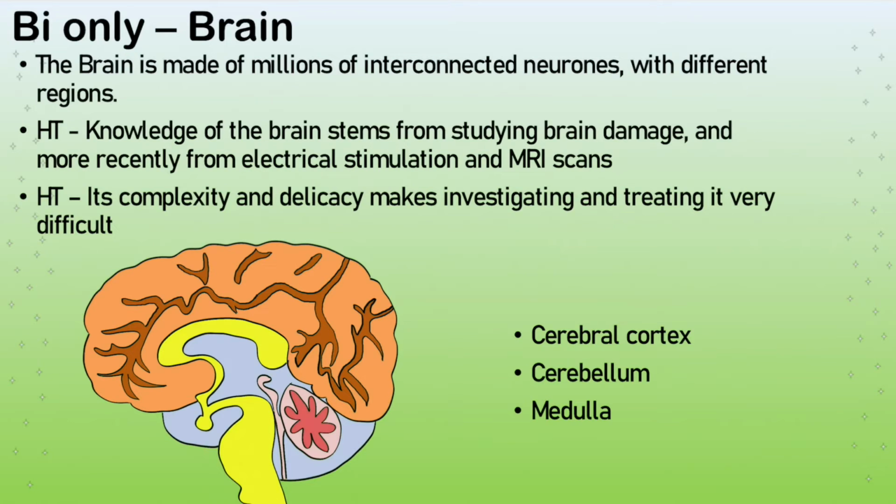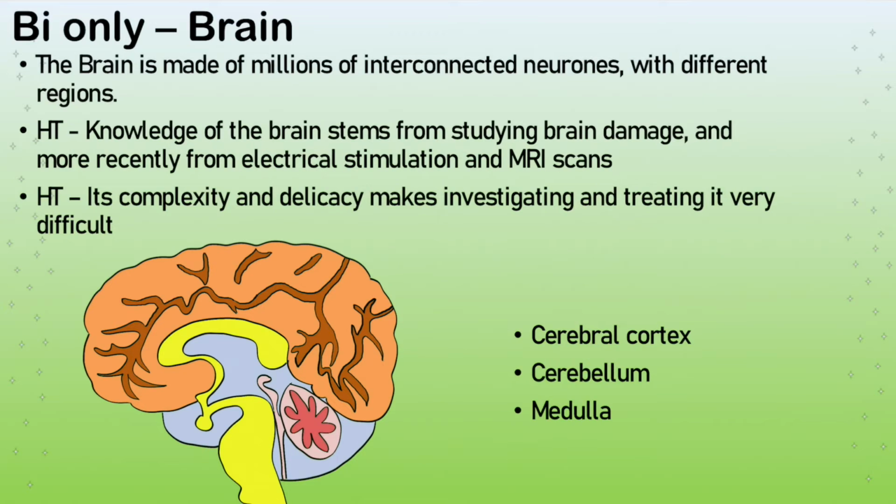But it is a very delicate and complex organ. If you've ever actually seen a dissection of a brain, perhaps you've done one in class, as soon as you remove it from the skull, it just kind of turns to mush. It's a bit gross, but the brain is phenomenally complicated, but so fragile. And so whenever we're trying to treat it or investigate it, it becomes really difficult.